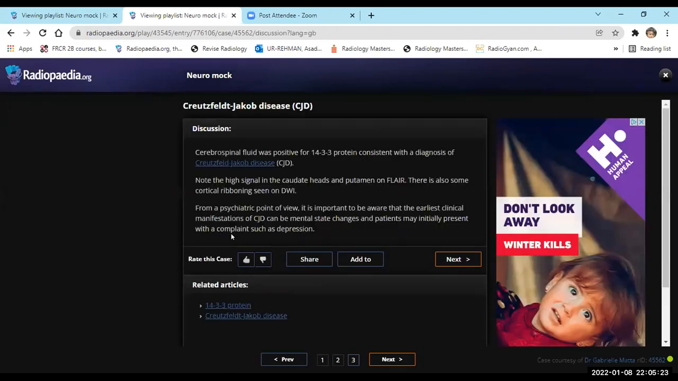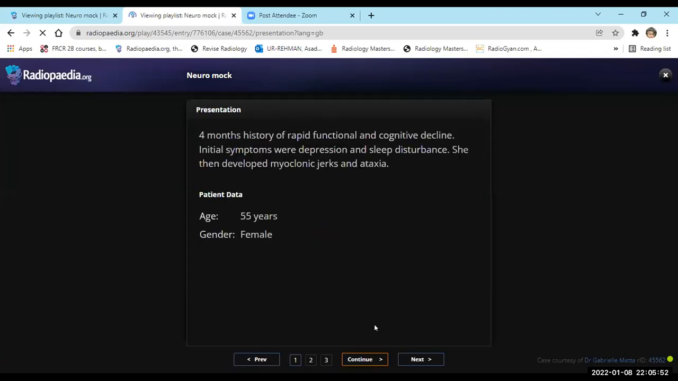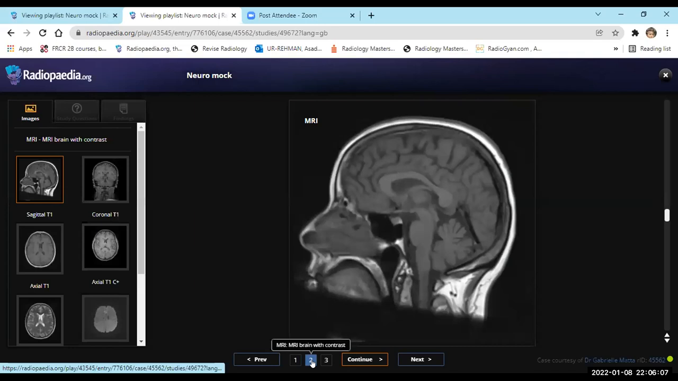Yeah, I have a question. How can we differentiate this from a metabolic cause? History is important, as is the patient's clinical presentation. Sometimes they have depression, and as was mentioned in the clinical presentation, the patient is going through depression, some cognitive decline, and then myoclonic jerks and ataxia. So one of the differentials includes mitochondrial disease. And you asked me about the management. So we can refer to neurology and then probably an MDT discussion as well.